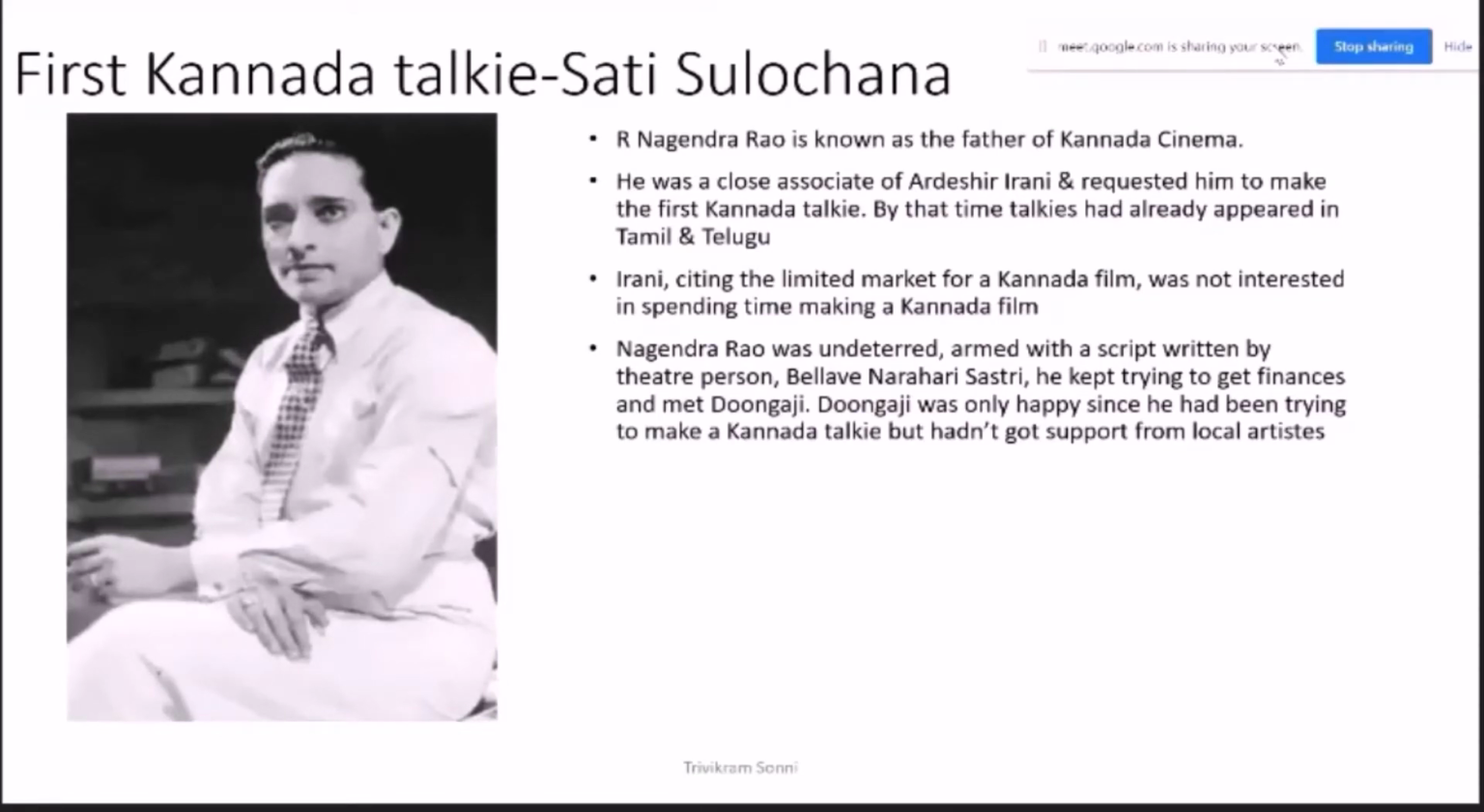And by that time, talkies had already appeared in Tamil and Telugu. But Irani was based in Bombay and Hindi films were his focus. He was looking at a national market. He thought a Kannada film would have a limited market. So he said, I will not be interested in that. But Nagendra Rao didn't let go. He got that script written by Bellave Narahari Shastri. And he kept meeting people to get finance and then met Dungaji. And Dungaji was also happy because he was also trying to make a Kannada talkie but hadn't got the right kind of support from local artists. So that is how Sati Sulochana happened.